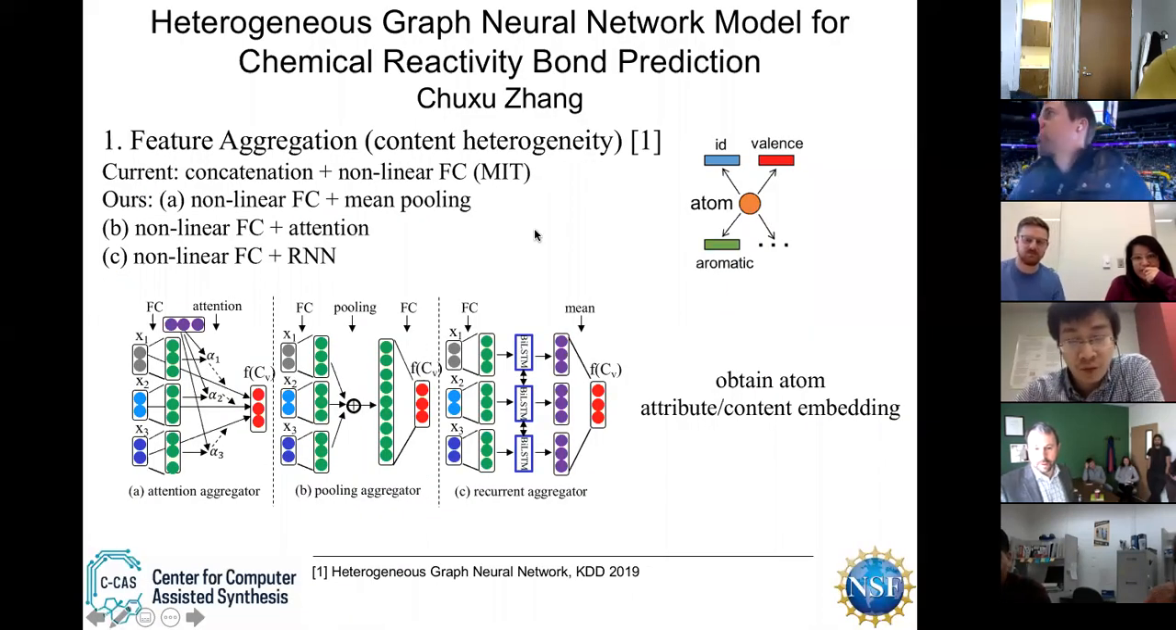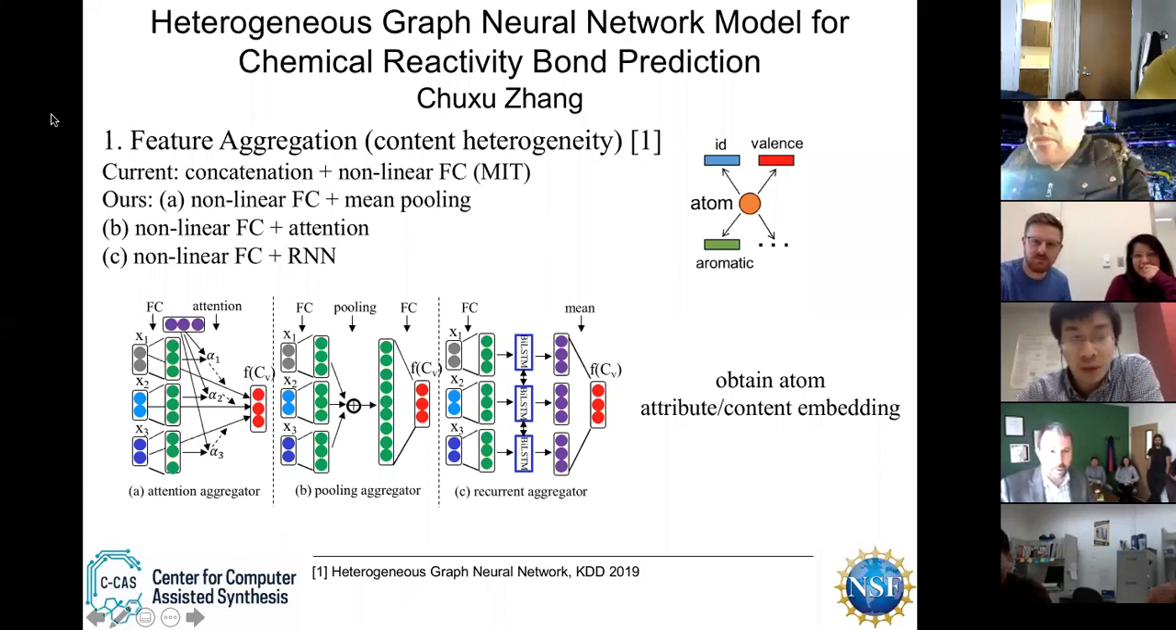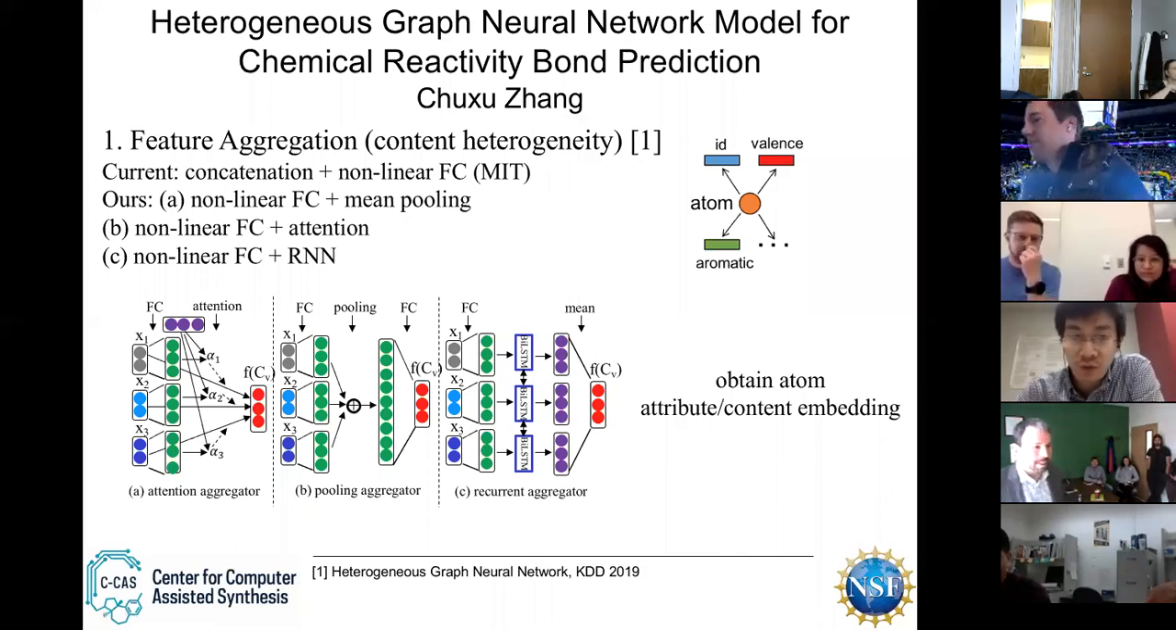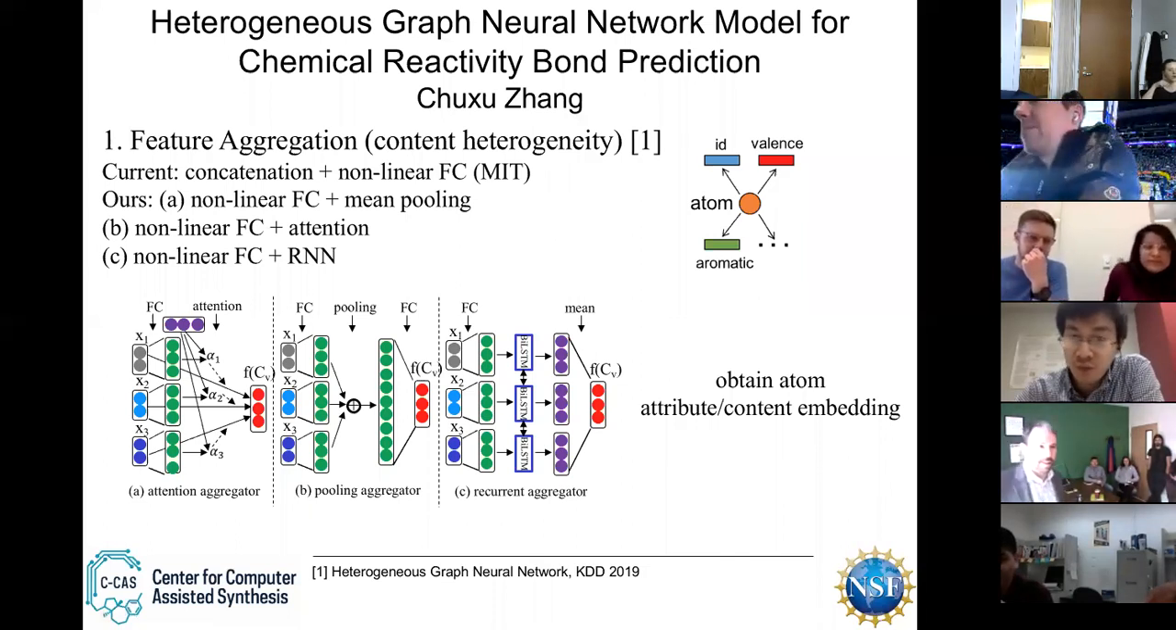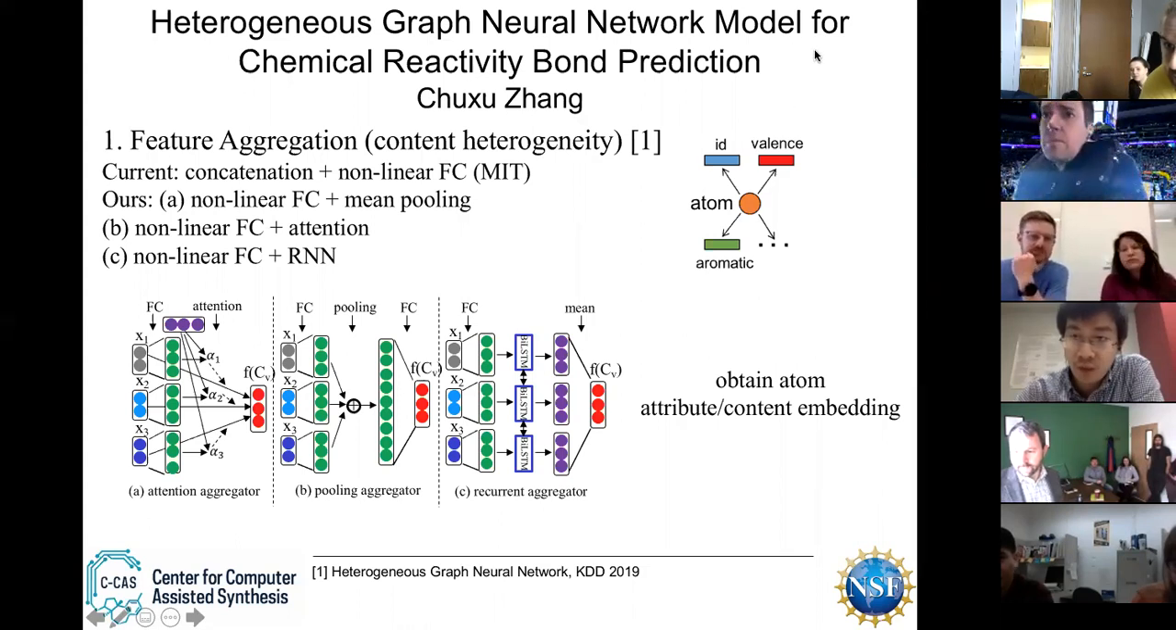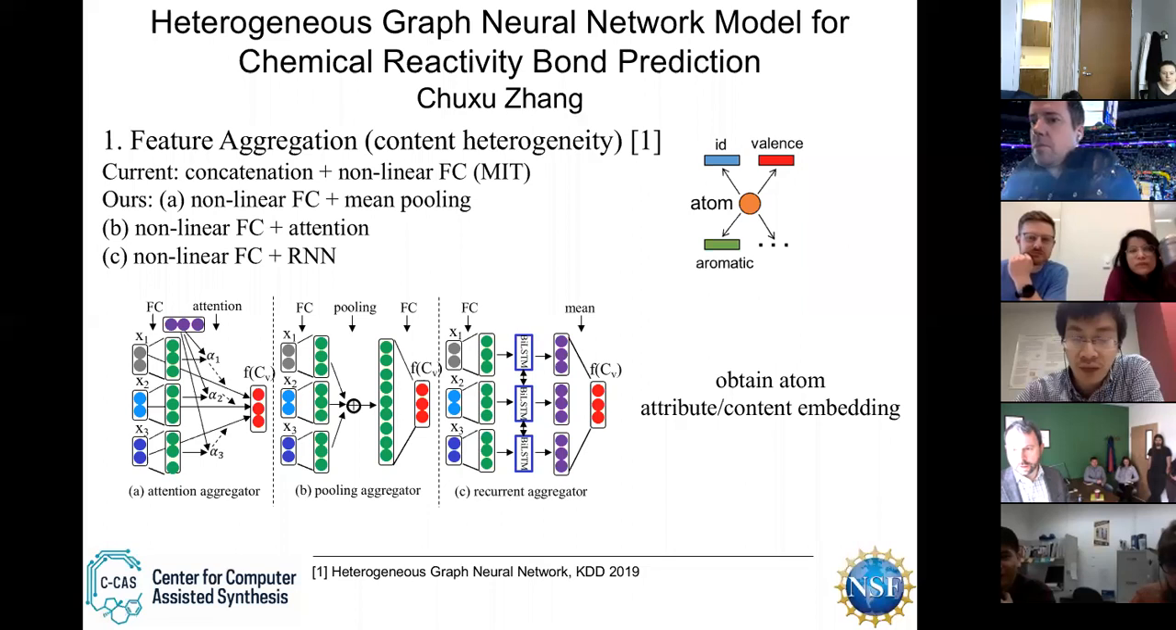So I'm going to give a short presentation about my recent work on developing a heterogeneous graph neural network model for chemical reactivity bond prediction. To develop a heterogeneous graph neural network model for the chemical molecular graph, I think there are two main challenges. The first challenge is about the content heterogeneity, or the attribute heterogeneity.